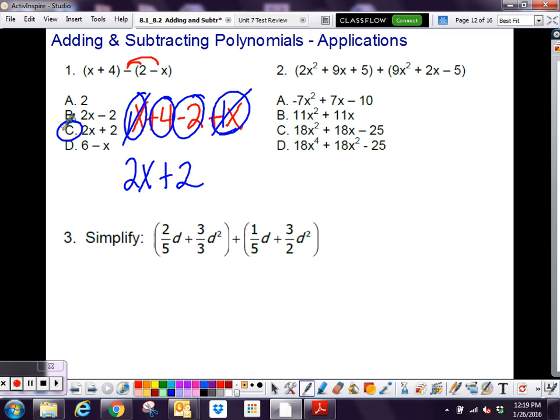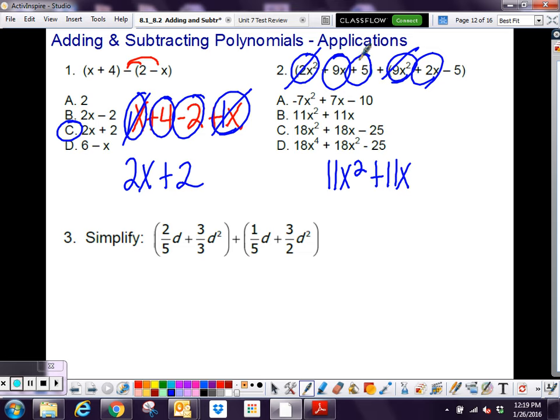All right, number 2. Now I notice this is a plus sign. If you want to distribute it, you can, but nothing's going to change. So if you want to just go ahead and start combining like terms, you can. So I have a 2x squared plus 9x squared. That gets me 11x squared. Then I have a 9x plus a 2x, so that gets me 11x. And then I have a 5 and a minus 5, which gets me 0. So my answer here is B.